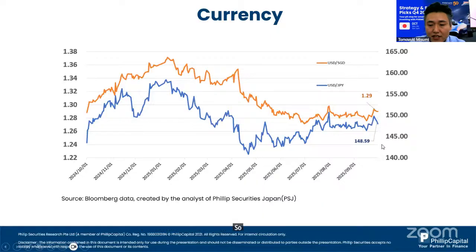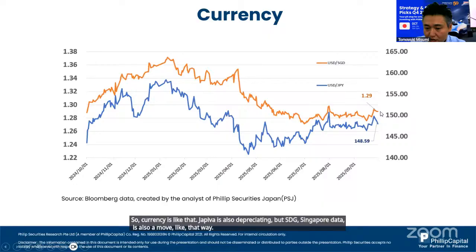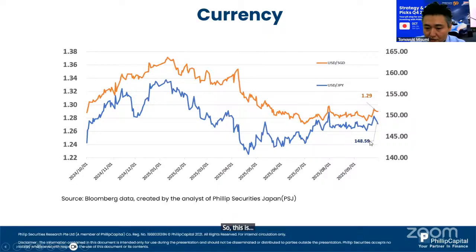So currency is like that. The yen is depreciating, but the SGD, Singapore dollar, also moved like that way. The USD against the yen and the Singapore dollar is appreciating in the last quarter, but the Japanese yen is depreciating even faster and is likely to touch 155, because it is currently at 152 yen against USD. It's a depreciating trend.